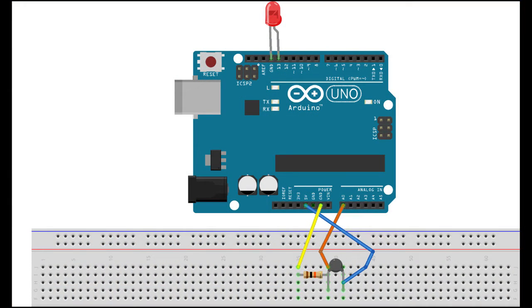For our materials, we use an Arduino Uno and a breadboard. The LED on the other side is connected to the ground and pin 13. There is a 5K resistor and 2-pin thermistor. The blue wire is connected to the 5-volt pin, the yellow wire is connected to ground, and the orange wire is connected to A0.